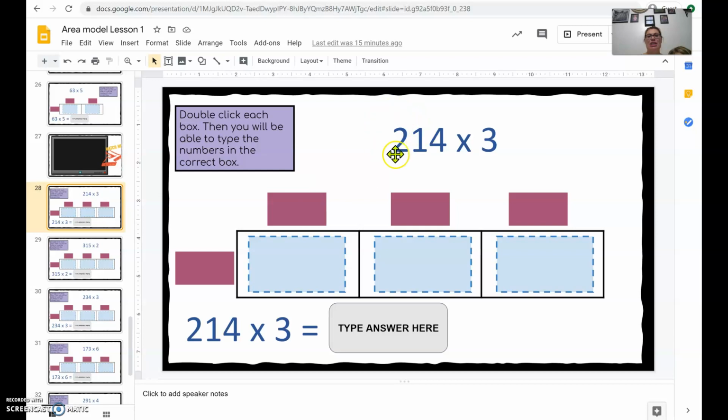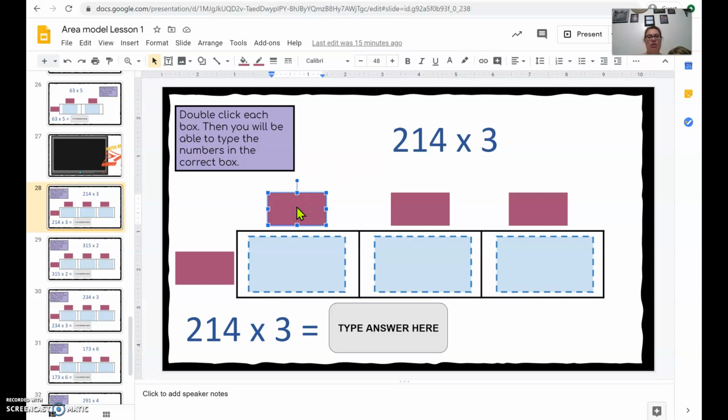So we are going to take 214. Now notice that we moved to the hundreds place. So nothing really has changed. We're just going to break it down a little bit further. So we have 200. Now I'm going to go to the tens place. I have 1 ten, so that means I have 10, and then I have 4 ones. And we're going to multiply this whole thing by 3.